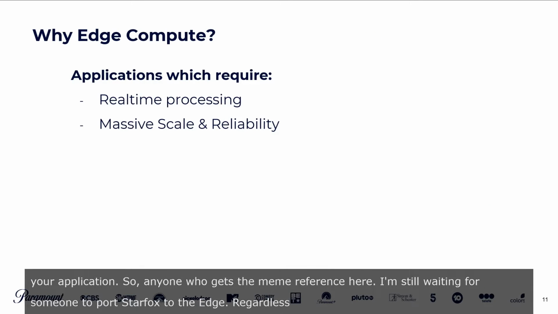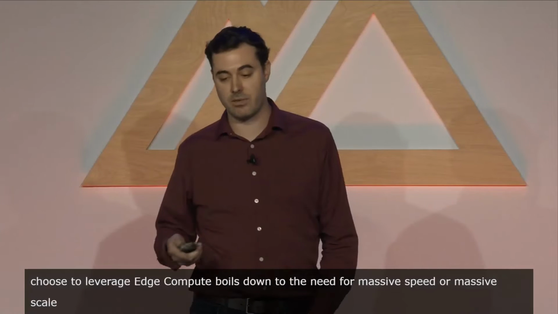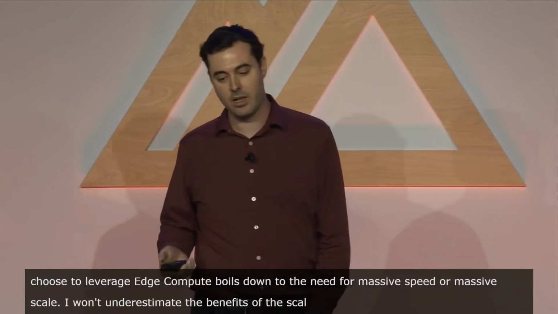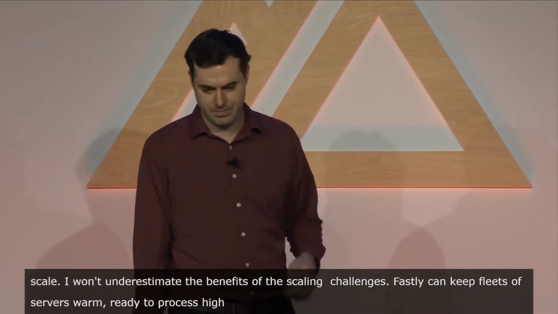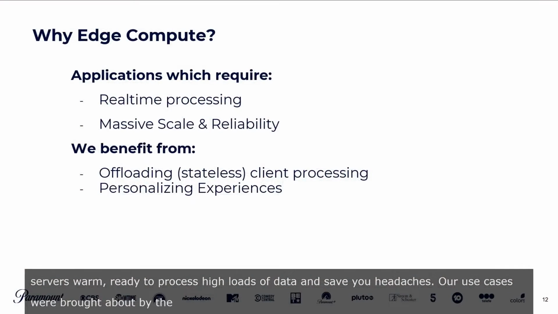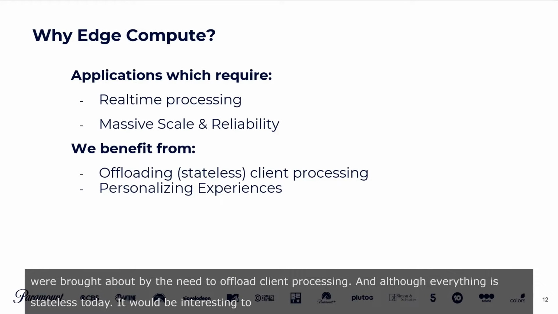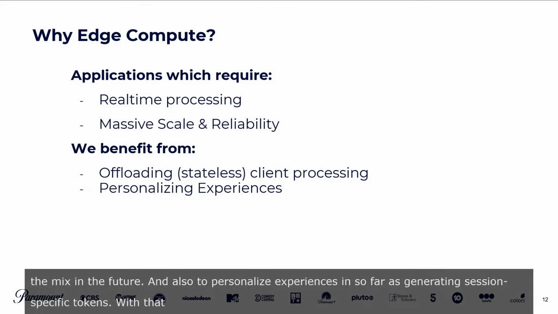Regardless of your application, whether or not you choose to leverage edge compute really boils down to the need for massive speed or massive scale, right? And I wouldn't underestimate the benefits of outsourcing the scaling challenges. Fastly can keep fleets of servers warm, ready to process high loads of data and save you a lot of headaches. Our use cases were driven by the need to offload client processing, so to free up browser and device resources. And although everything is stateless today, it would be interesting to explore how we can benefit from adding state to the mix in the future. And also to personalize experiences insofar as generating session-specific tokens.